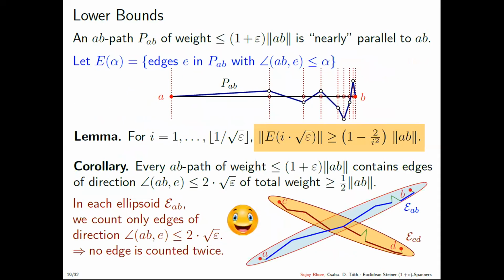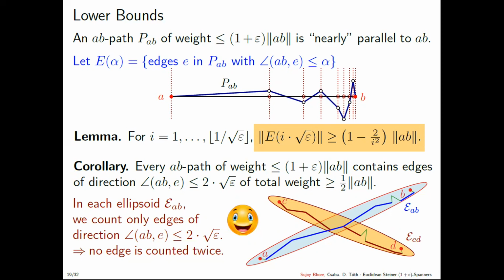So then we observe that an AB path P_AB of weight at most 1 plus epsilon times the length of AB is actually nearly parallel to AB, because we have very little room for error. So let's define a set of edges E_alpha, that is the edge set E in the path P_AB such that the angle with AB is at most alpha.